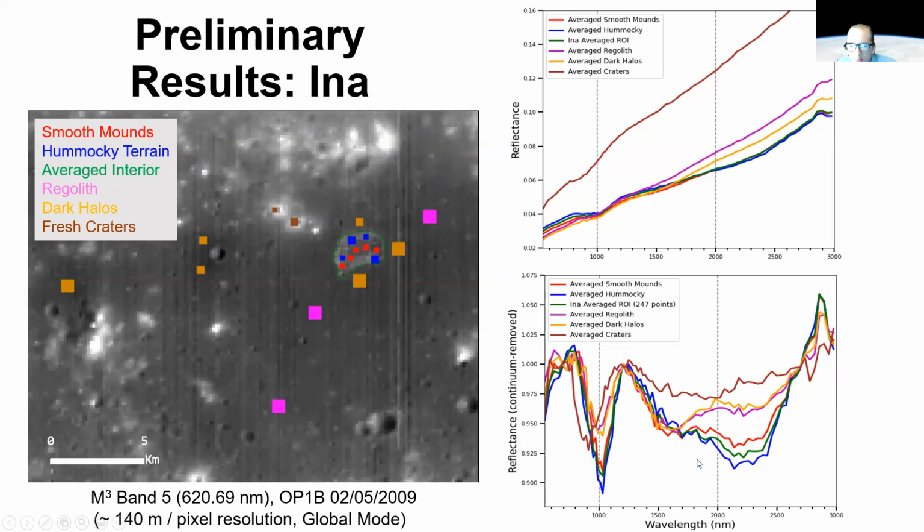the surrounding regions. The average region of the Ina interior at about 250 pixels seems to be an averaging of both the smooth mounds and the hummocky terrain. And Ina seems to be the most distinct from the surrounding regolith, the dark halo features, and the fresh craters. And I have drawn fixed lines here at 1 and 2 microns in order to show you the subtle differences between the band center locations for each of these subgroups.